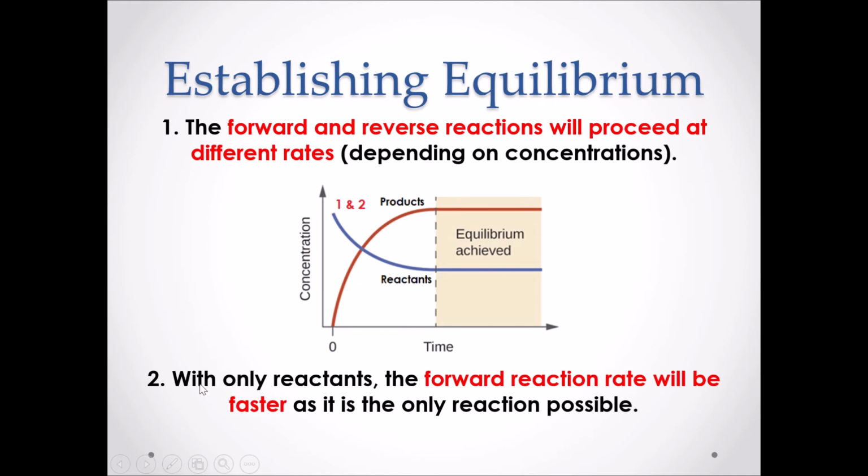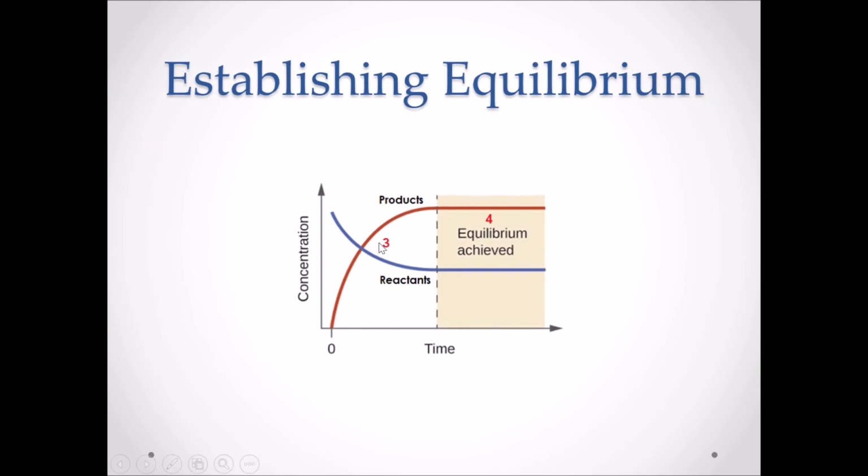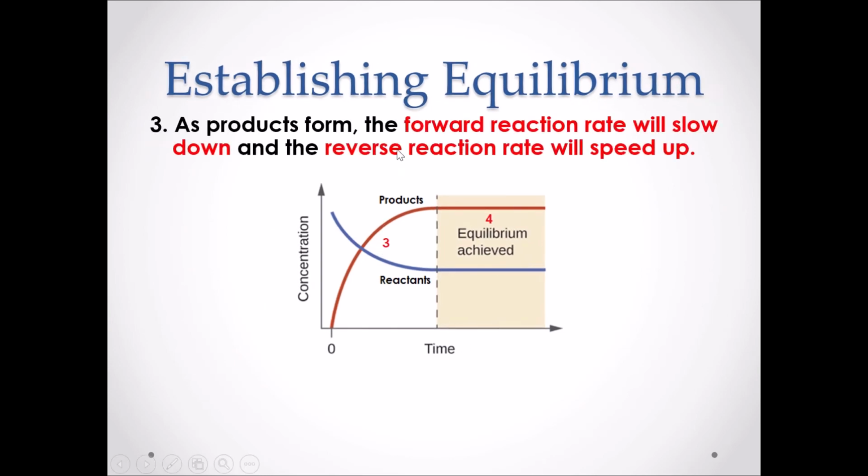And this has been explained in point 2. With only reactants, the forward reaction rate will be faster, as it is the only possible reaction. At point 3, as products are formed, the forward reaction will slow, and we can see that this line starts to decrease. And the reverse reaction will then speed up, and we can see that the products will start to increase. Their rate of reaction is increasing.